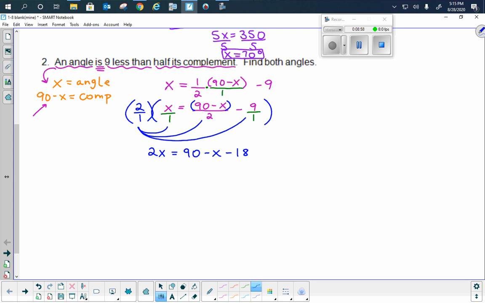Okay, all right, I'm ready to combine like terms. So 90 minus 18 on the right-hand side will give me 72 minus x. I'm going to add x to both sides then, because that will isolate them. I'll have 3x on the left equals 72. Divide by 3 on both sides, and x will equal 24.